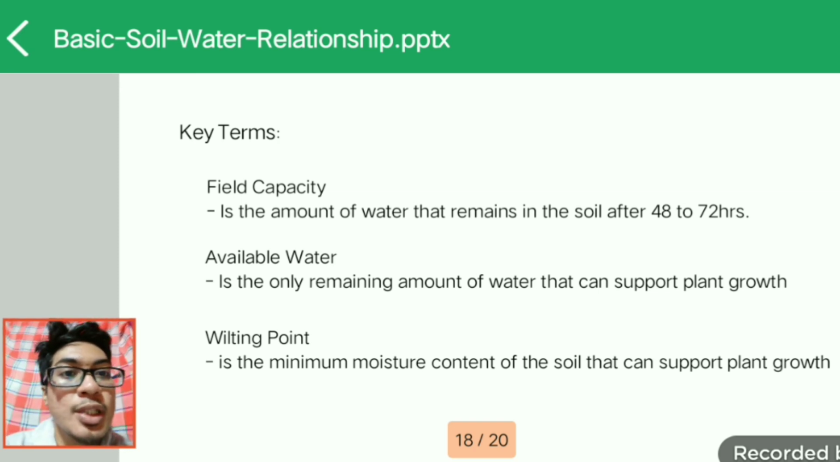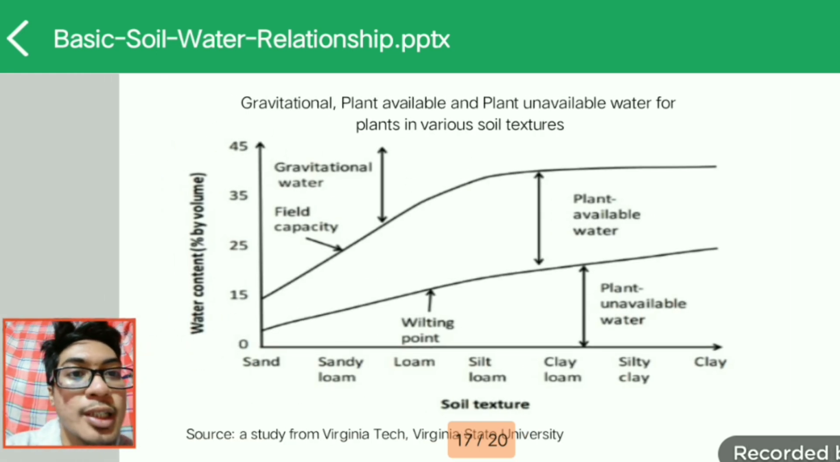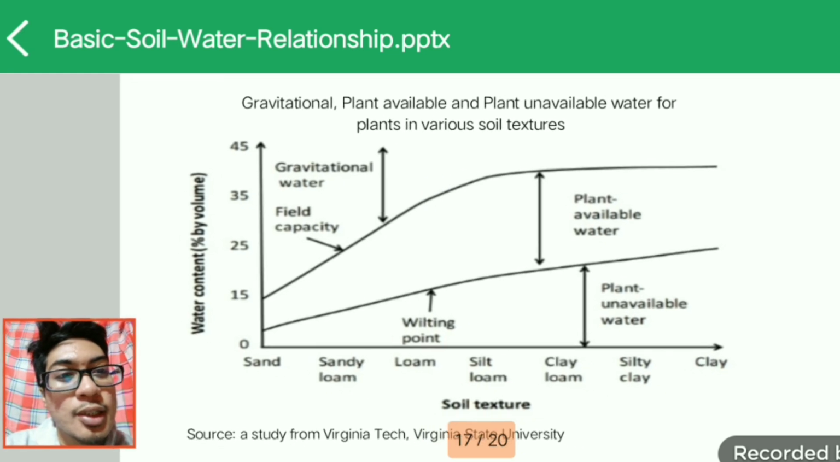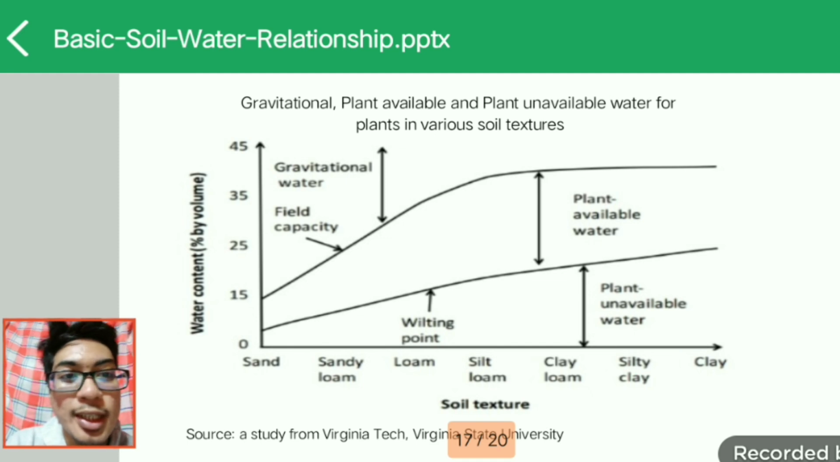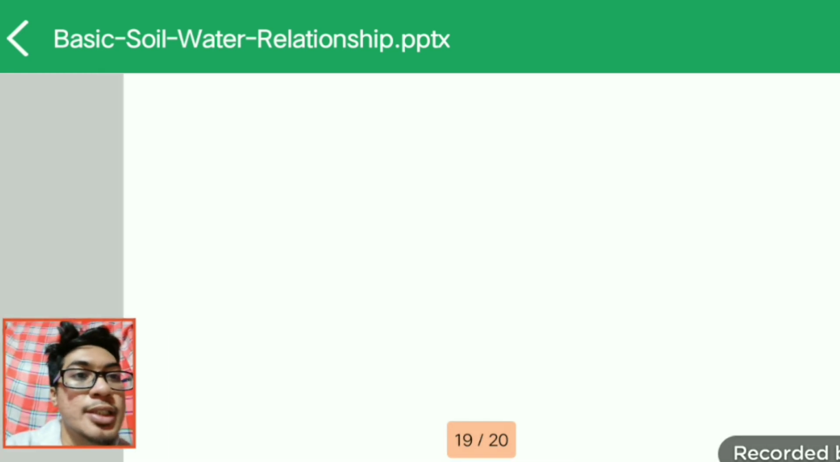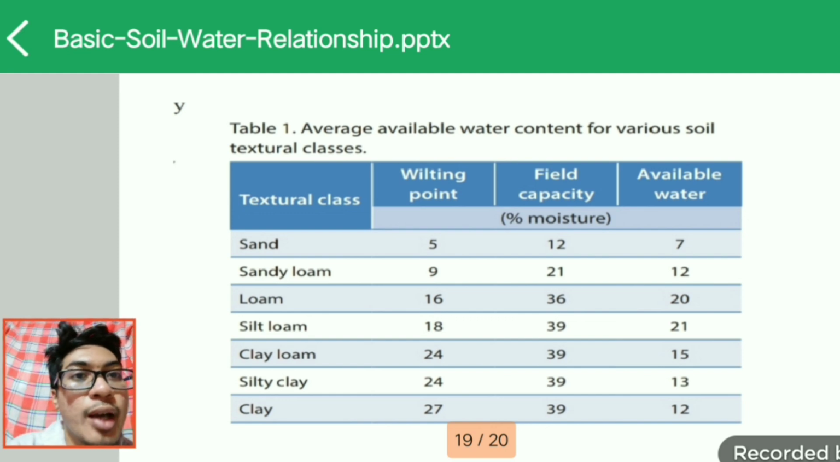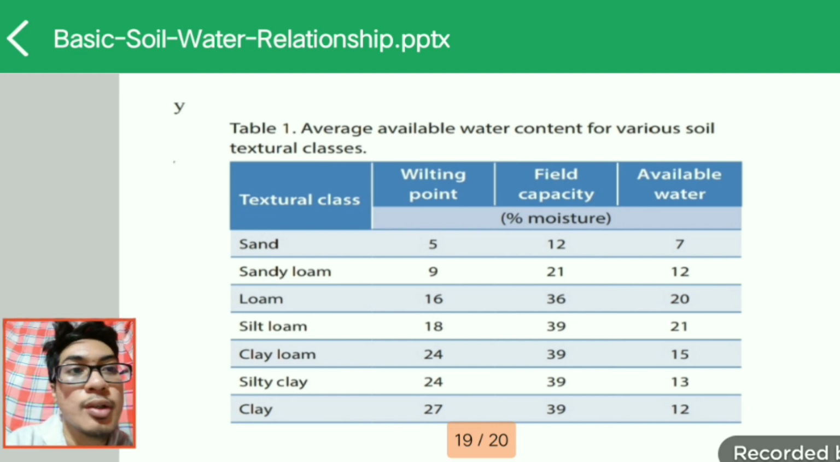And the wilting point is the minimum moisture content of the soil that can support plant growth. So here, based on the graph, you can see the wilting point of loam is around 16. Then there's its field capacity, so the difference is its plant available water. Virginia State University also tabulated the results, the average available water content for various soil textural classes.